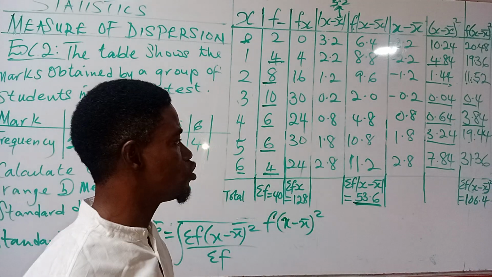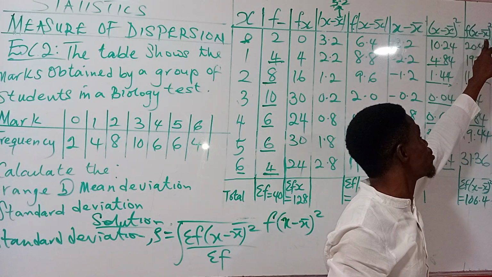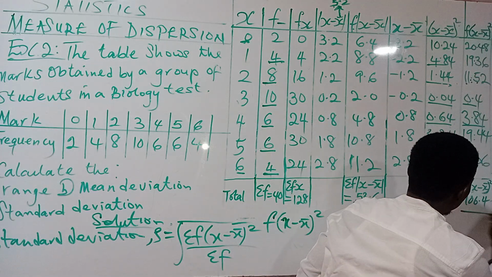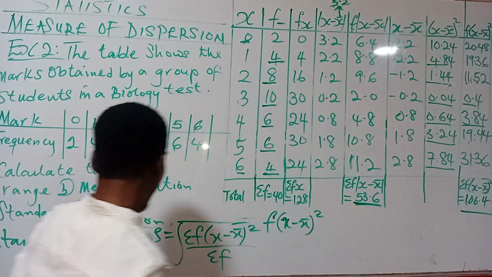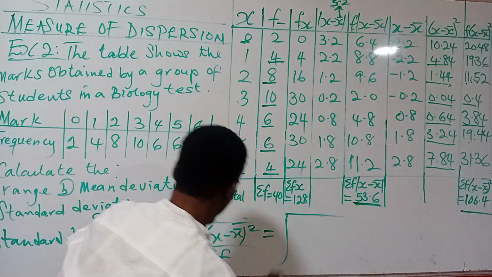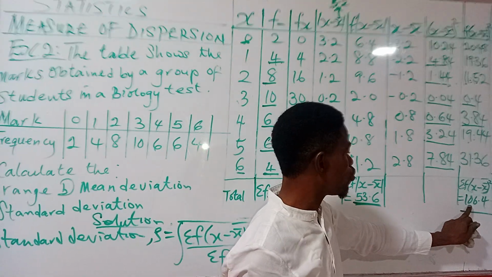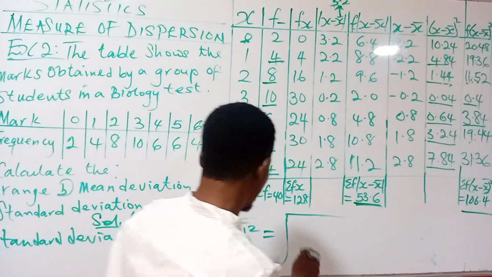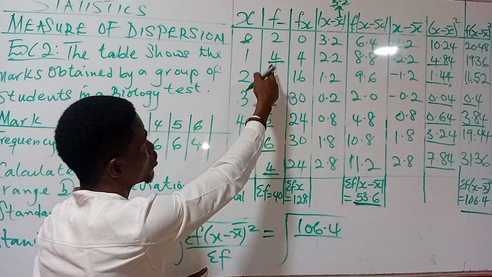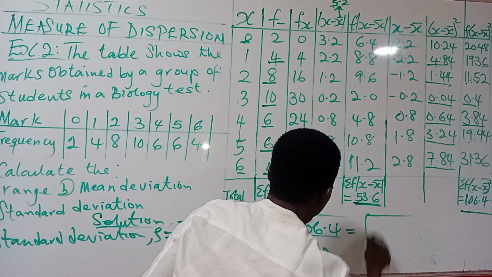So what is the next stage? For you to find the summation of f bracket x minus x bar raised to power 2. When you find the summation of it, you are going to have 106.4. So you can now come back to the formula, which says square root of summation of f bracket x minus x bar squared. We have it as 106.4. So you put it there, 106.4, then divided by summation of f. Summation of f is 40. So divide it and let's see what we are going to have.